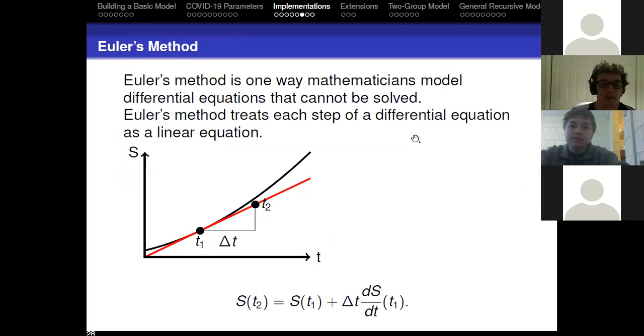Euler's method is probably the most common way that mathematicians model differential equations that can't be solved. What you do in Euler's method is you treat each step as if it was linear. So if this is the susceptible population over time, and we have the populations at time t1, then we take the slope and take a small step as if it was linear. Then we do that repeatedly with very small steps to get as accurate a representation as we can of this equation.